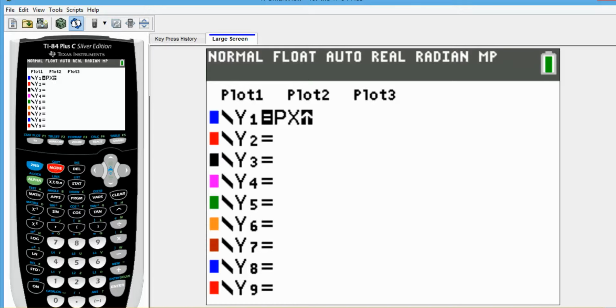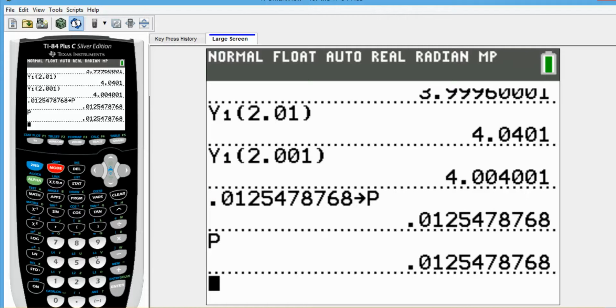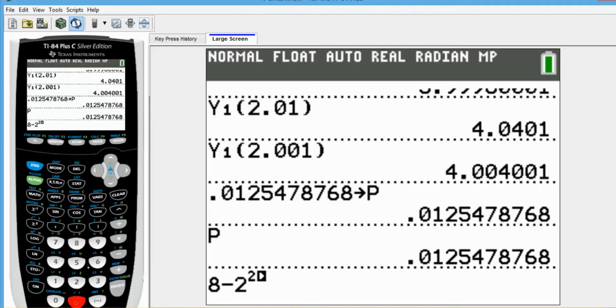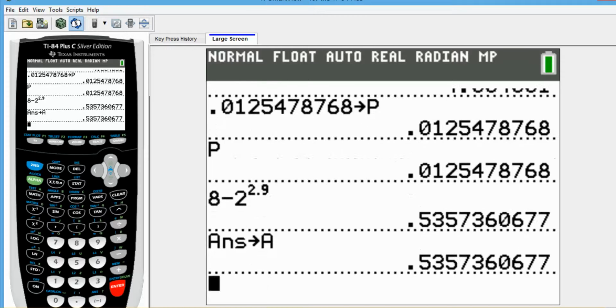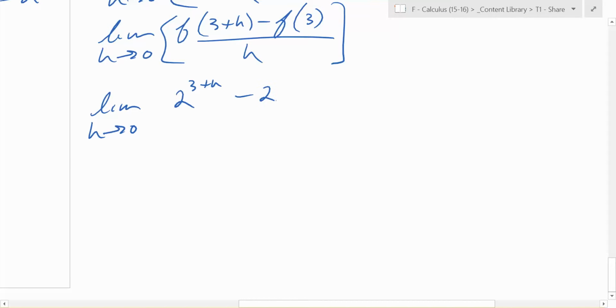So when you're cruising along and you're like, okay, it's going to be 8 minus 2 to the 2.9, right? Enter, and then store it as alpha a. That's your a value, right? Every time you want to use that, just say a. Then 2 to the 3 plus h minus 2 to the 3, all over h. Now we can't cancel h yet, right? We can't cancel h. Maybe we could simplify and see what happens.